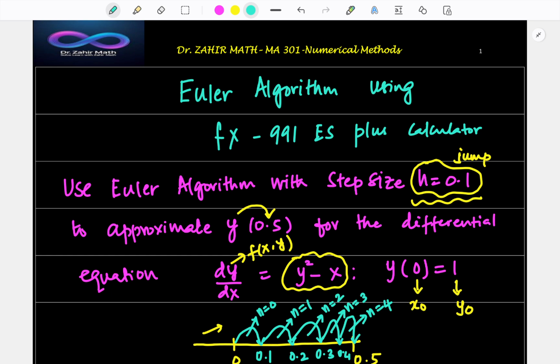In the next video, I'll cover the improved Euler's method, which gives more accurate results for the same step size. Make sure you practice these steps on your calculator with different differential equations and try small and large step sizes to see how it affects accuracy.